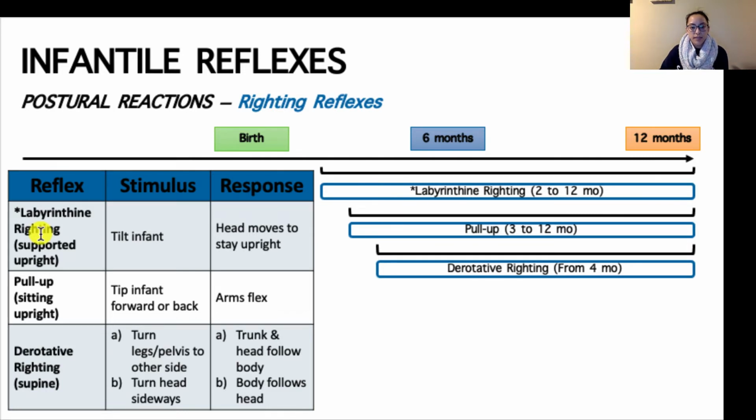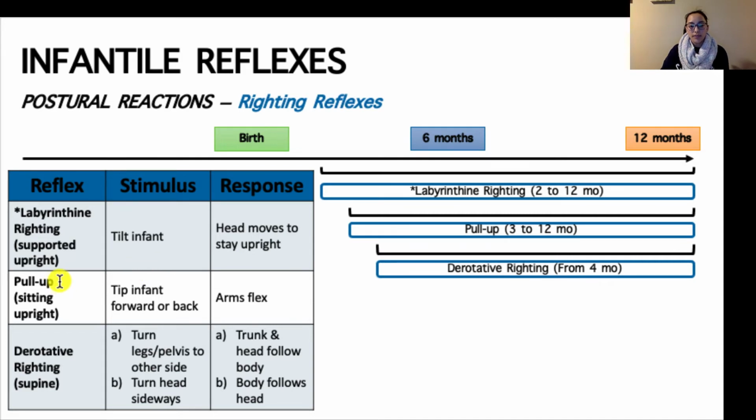The labyrinthine righting reflex, the starting position is in a supported upright position. So it could be sitting, or you could be holding the baby in a supported standing position as well. This is able to be observed between 2 and 12 months. If you tilt the infant, you'll notice that their head moves to stay upright. So if I tilt to the right, the head would tilt to the left, vice versa. If I go forward, the head tilts backwards. If I lean them backwards, their head will tilt forwards.